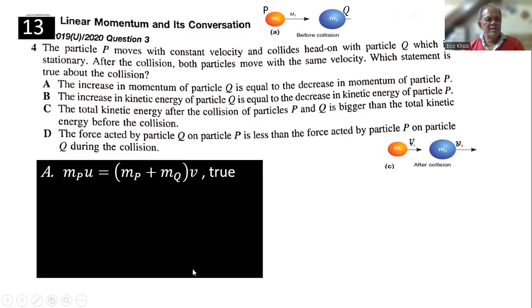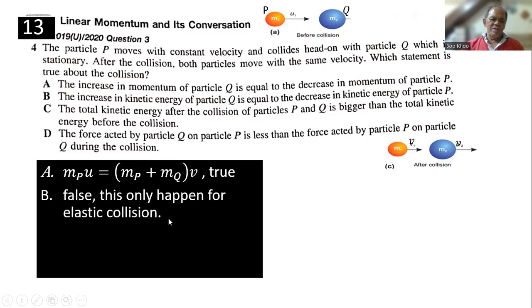The increase in kinetic energy of Q is equal to the decrease in kinetic energy of P. Let's look at that. They don't tell you whether it's an elastic collision. So in this case, if there's a decrease in kinetic energy, it will gain kinetic energy, but it doesn't have to be equal.